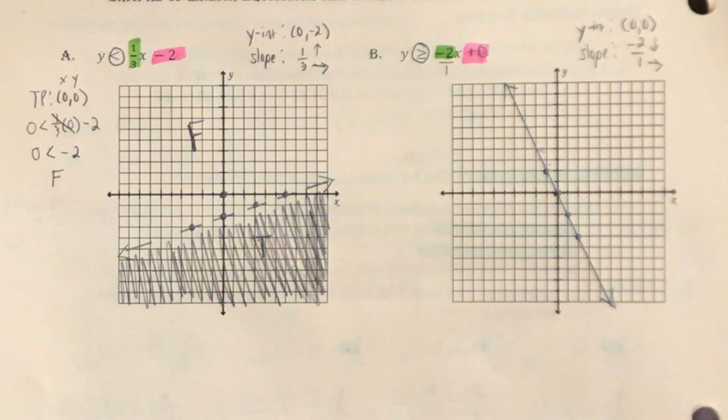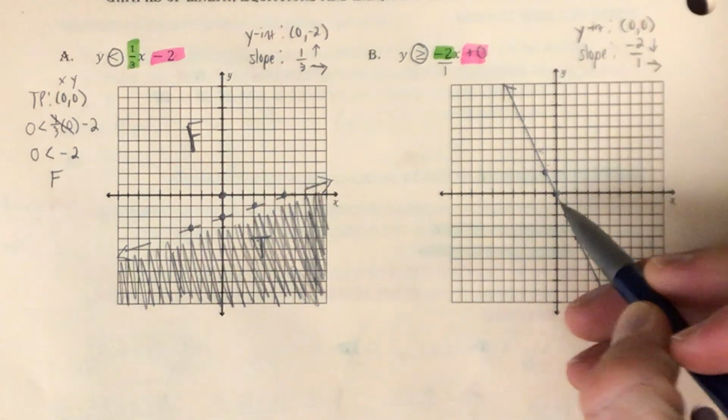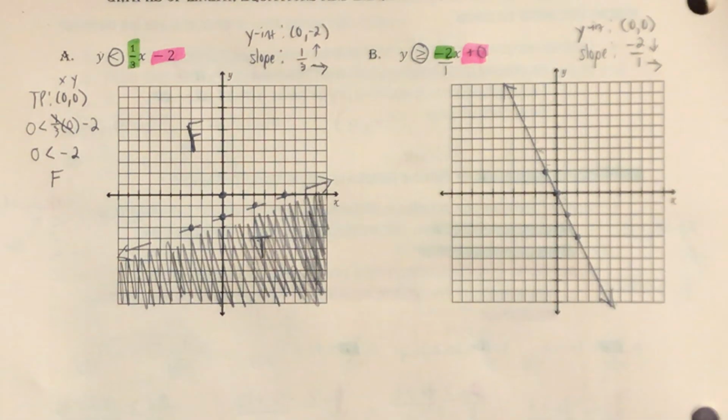Now the next thing we need to do once we've got our line graphed is figure out a test point. Before, our recommended test point was 0, 0, but that falls on the line. And with solid lines, points on the line are always solutions. So by plugging 0, 0 in, all I'm going to know is that what's on the line is a solution. Well, I already know that for this inequality because it's a solid line, so I need to find a point that is not on the line.